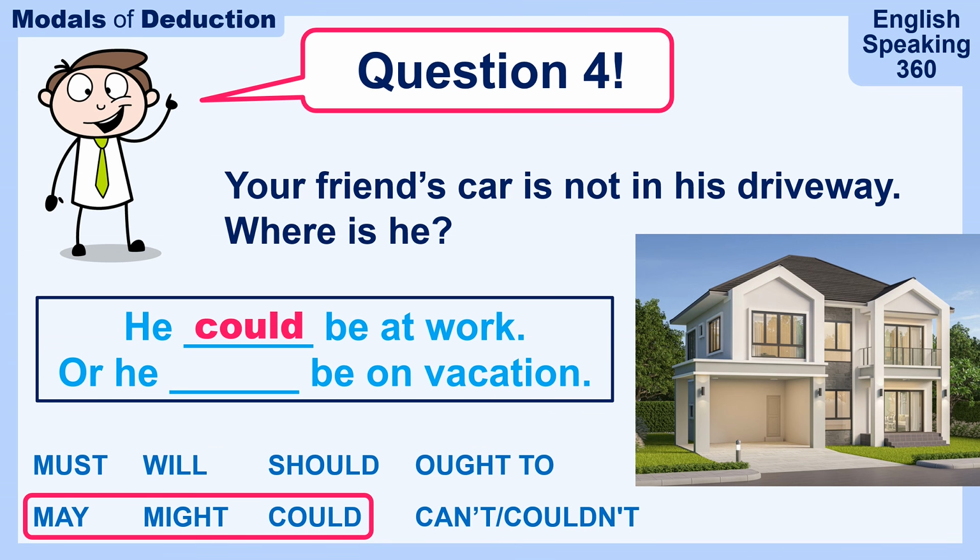He might be at work. Or he may be on vacation. He might be on vacation. He could be on vacation. But you could also use must. So you could definitely say he must be at work or he may be on vacation. It's okay to use both because then if you think he must be at work, that shows that you're 95% sure, or he might be on vacation, only 50% sure.